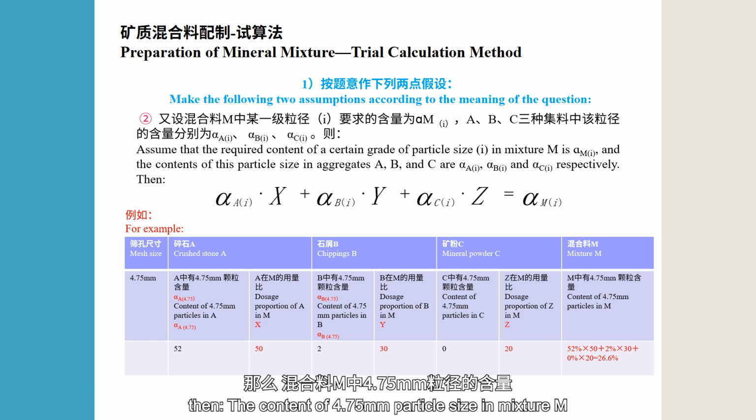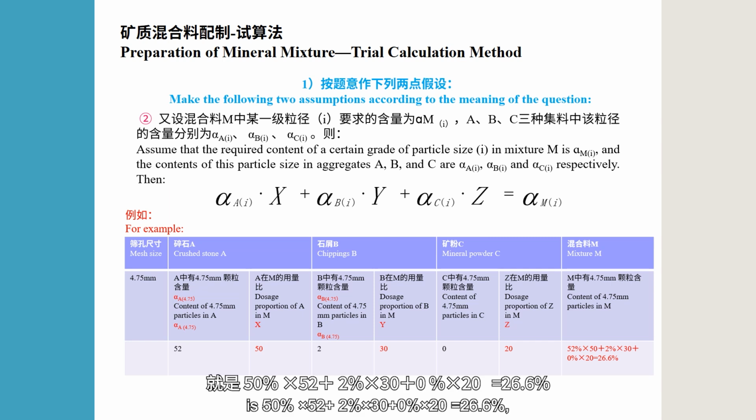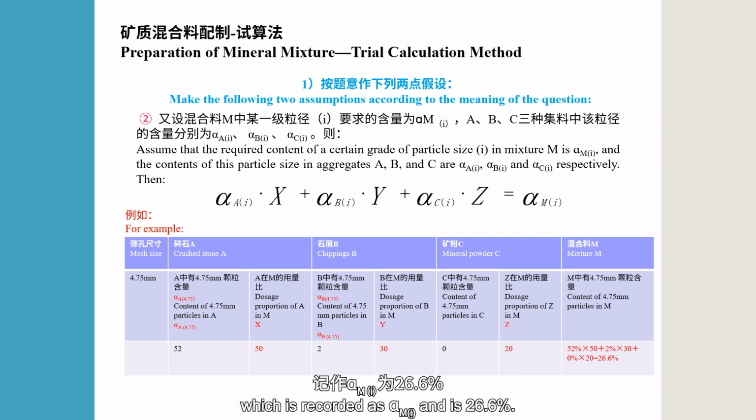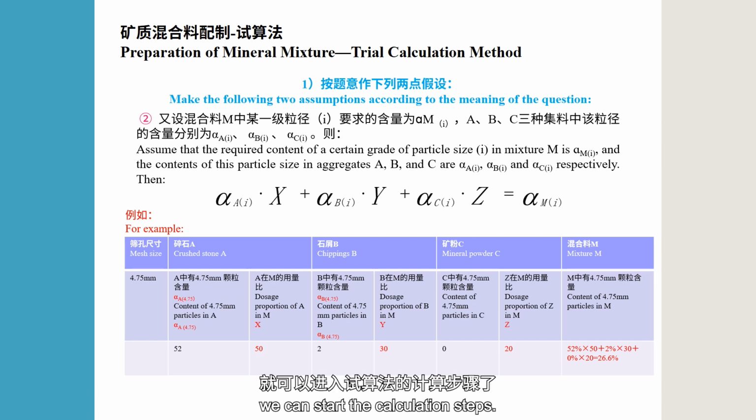Then, the content of 4.75 millimeter particle size in mixture M is 50% times 52, plus 2% times 30, plus 0% times 20 equals 26.6%, which is recorded as alpha MI and is 26.6%. After having mastered the two hypotheses, we can start the calculation steps.